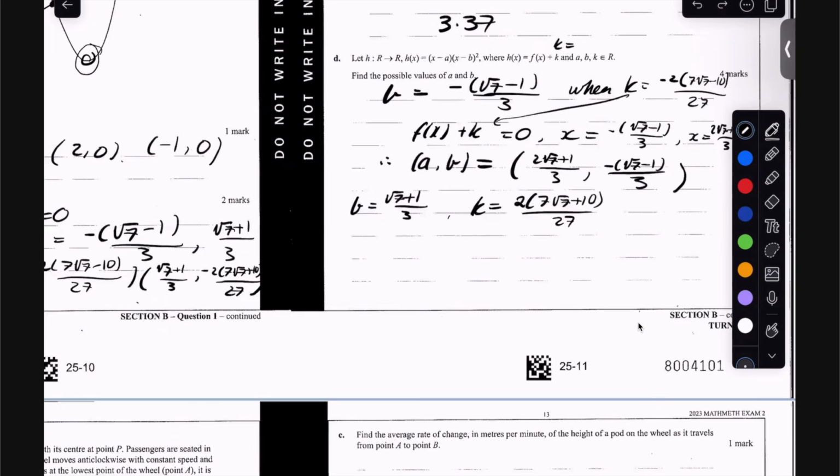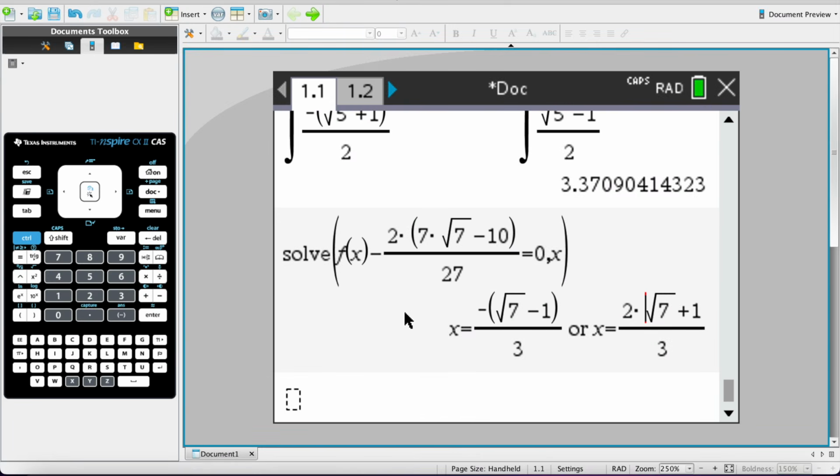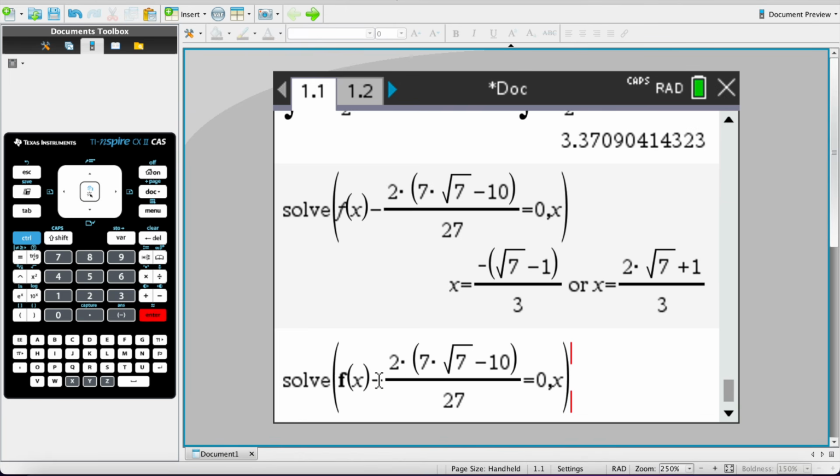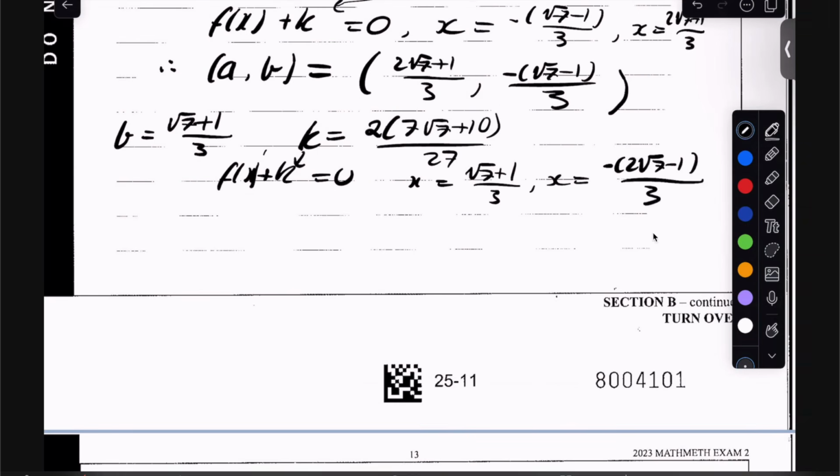Now, if we solve f of x plus k is equal to 0, x, of course, is going to be that b value, and we want to see what the other value is. So here it's just going to be f of x plus, and then this had a plus in there, and we get, that was the first one, the b, root 7 plus 1 on 3, and the other one is negative 2 root 7 minus 1 on 3. So that's there, I've written it down.